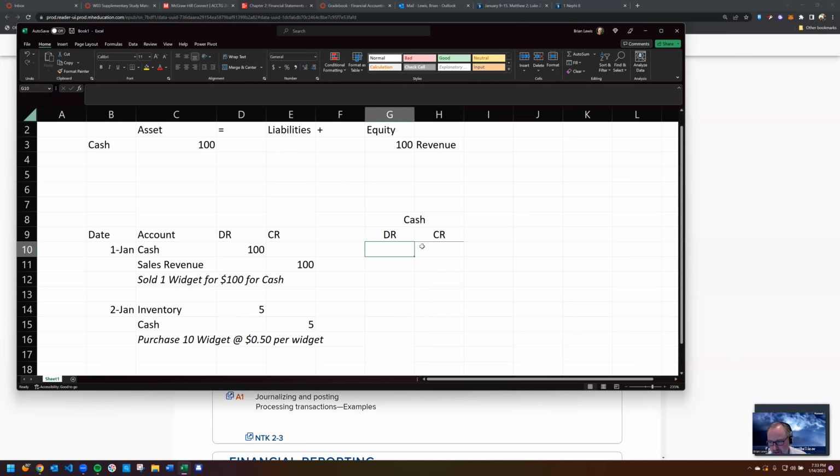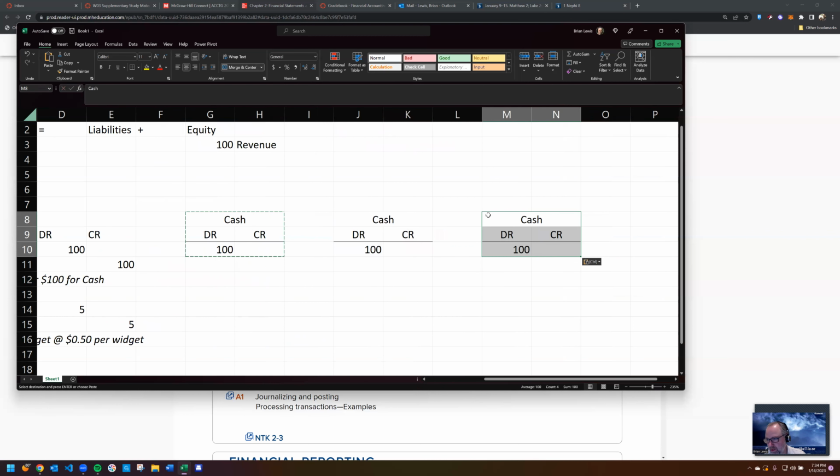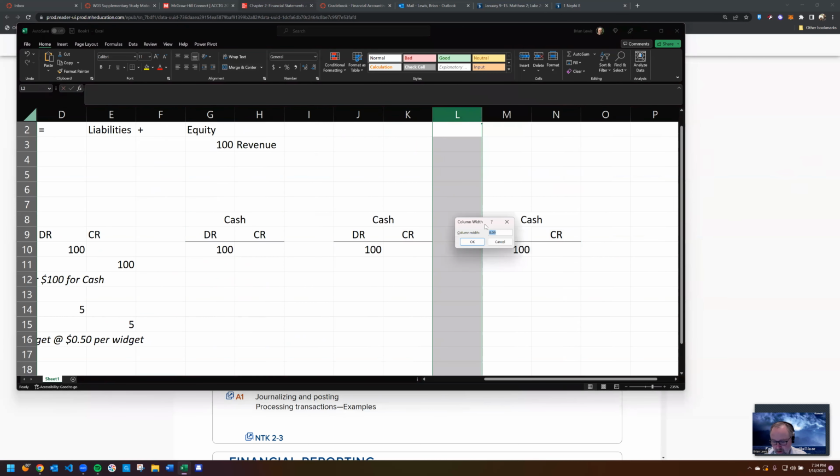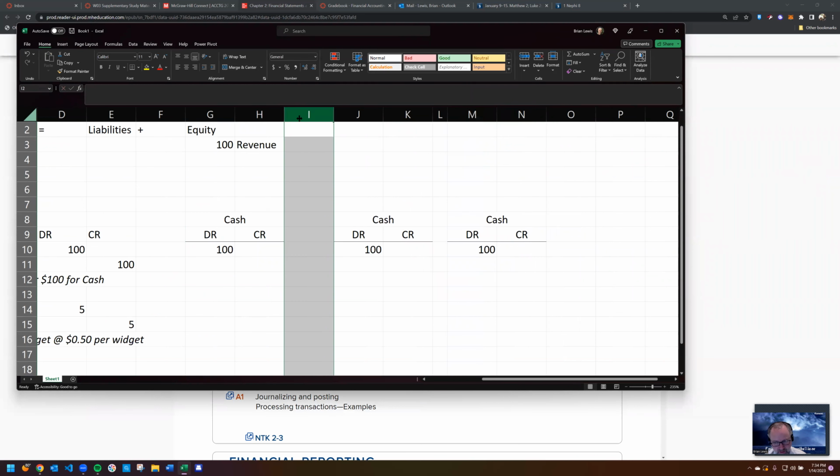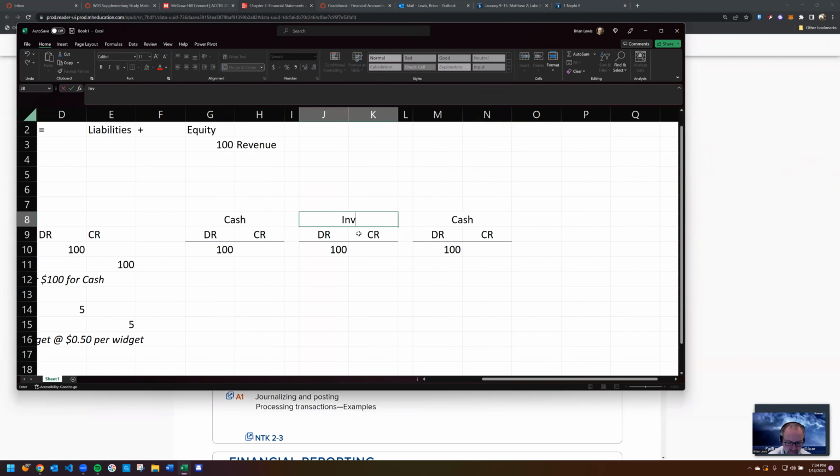So this first entry right here would have been a credit of 100, right? And then over here, I would have, let's just do inventory. Let's copy this, put that here, and then we'll create another one over here. We'll make these a little bit smaller. Okay, so we have cash, inventory, and sales revenue. All right, so sales revenue is a credit. So these are our T accounts, okay?